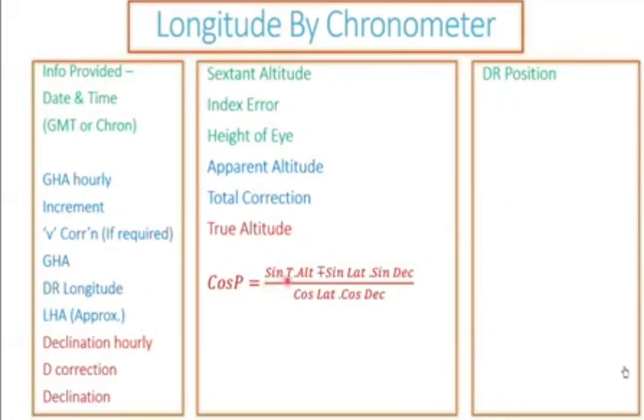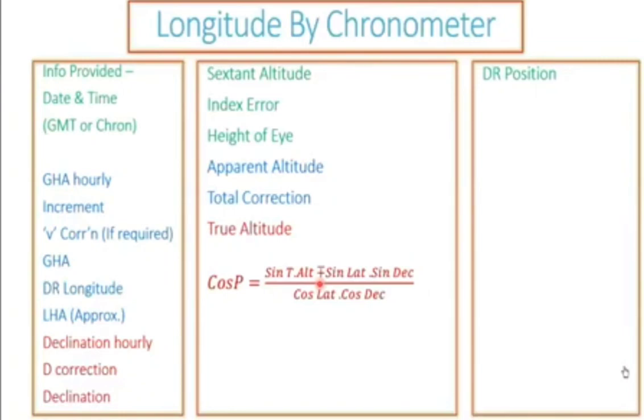The true altitude, first term is sine of true altitude. The true altitude is already known. We have corrected the sextant altitude and obtained it. Then we see a minus plus sign. Now, what does this minus plus indicate? It indicates that in this formula, we will either use a minus here or a plus here.